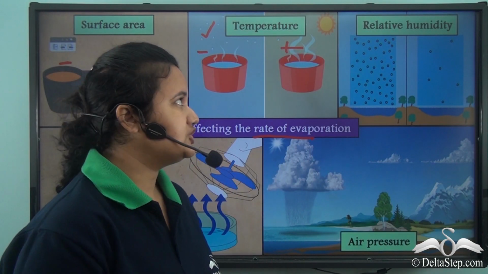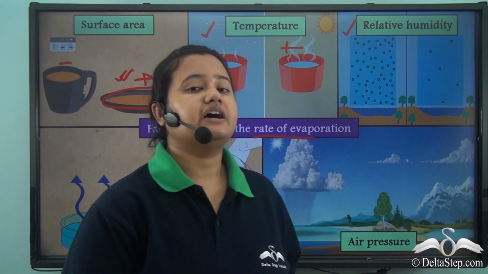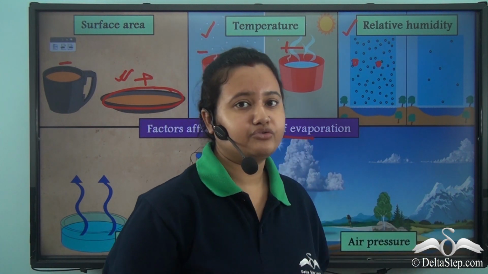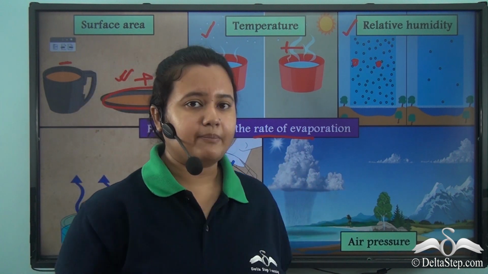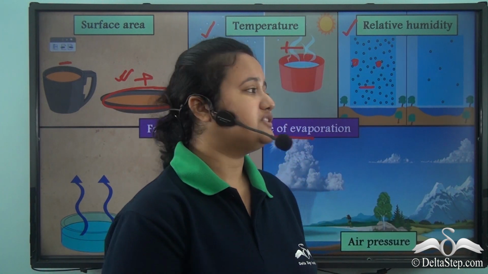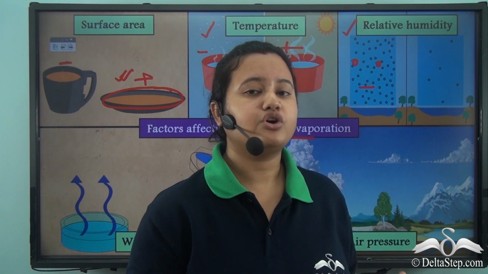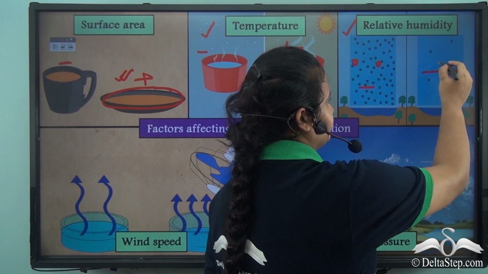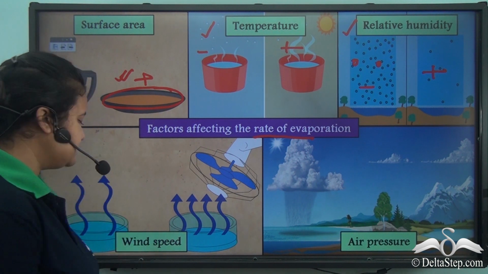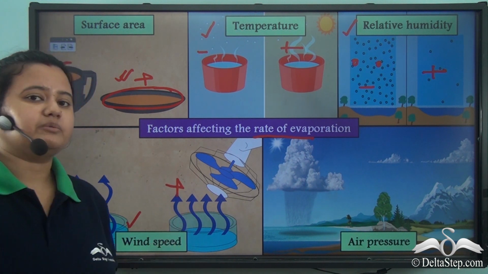The rate of evaporation is inversely proportional to relative humidity. If the air is humid, then it will absorb fewer water molecules in the form of water vapor. So evaporation will be less. Again, if the air is dry, then it will absorb more water molecules from the surface of the liquid, and the rate of evaporation will be more. Another factor that affects the rate of evaporation is wind speed. If the wind speed is higher, then the rate of evaporation will be higher.